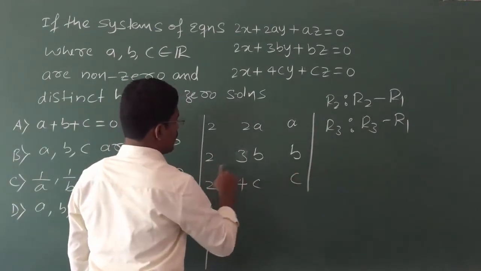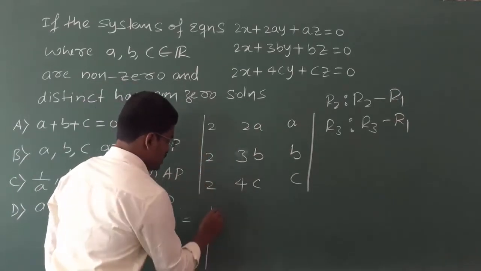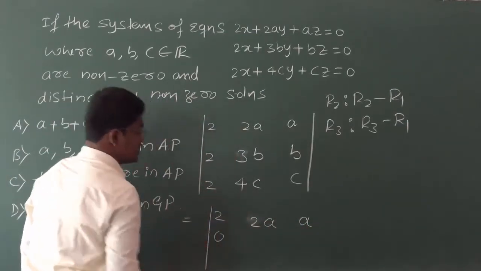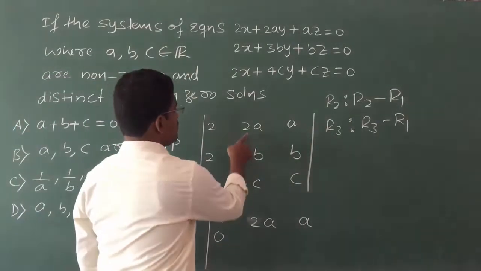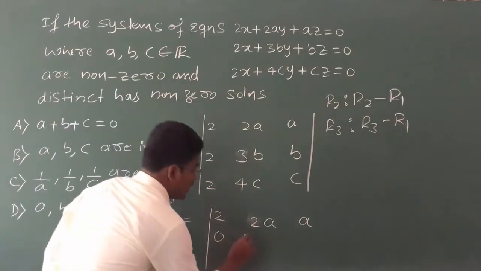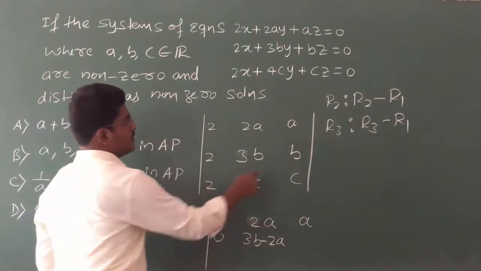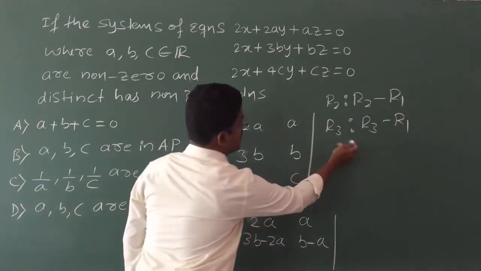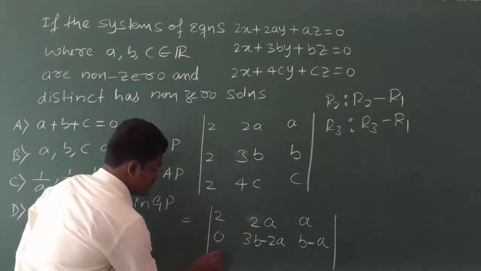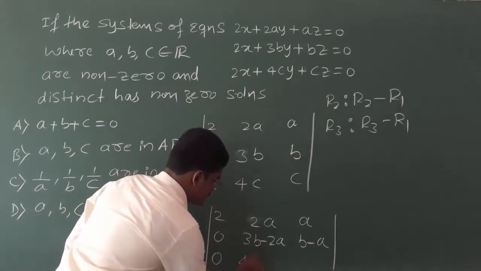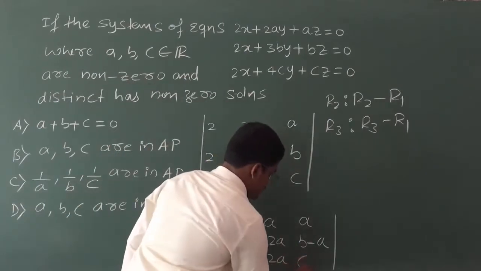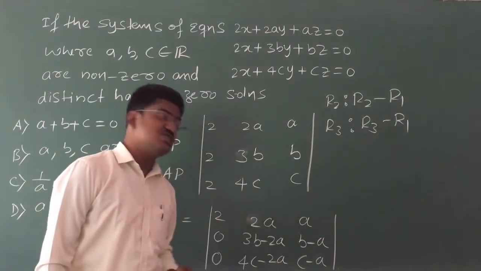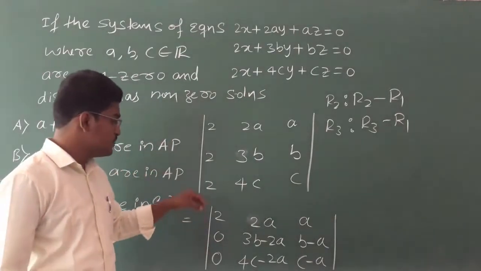See here, this is your R2 minus R1, that means 2 minus 2 will be 0. Clear? Next, 3b minus 2a, next b minus a. Again in R3 minus R1, 2 minus 2 will be 0, then 4c minus 2a, and c minus a. This will be your determinant by these two operations. So if you want to find the relation between a, b and c, you have to simplify this determinant.